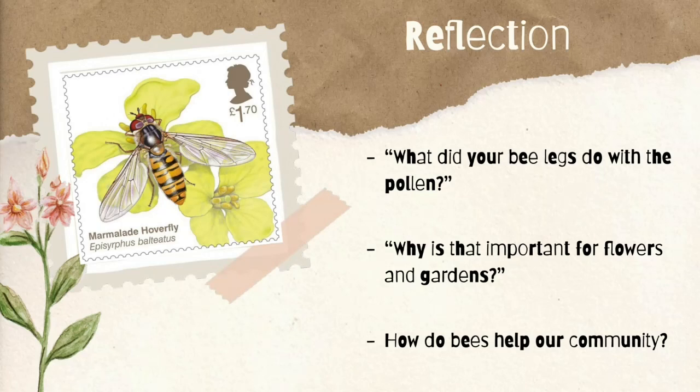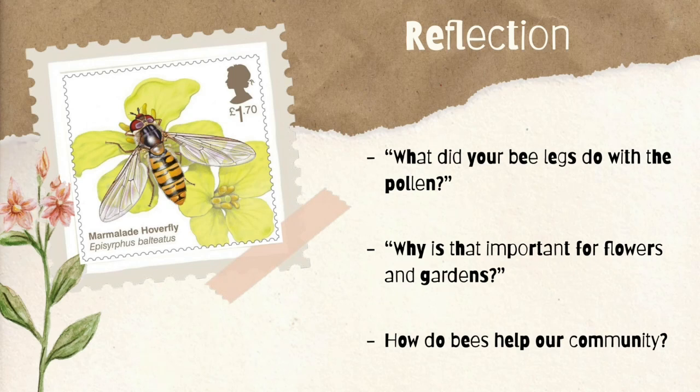Reflection. What did your bee legs do with the pollen? When bees land on flowers, their fuzzy legs and bodies collect pollen. As the bee flies to another flower, some of the pollen rubs off. The bee doesn't know it yet, but doing this is an important job by carrying pollen from one flower to another. Why is it important for flowers and gardens?